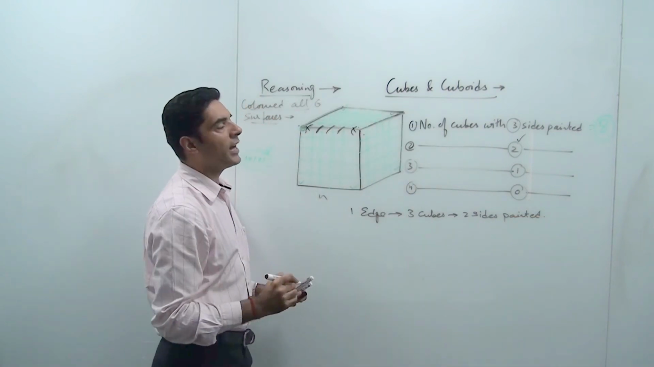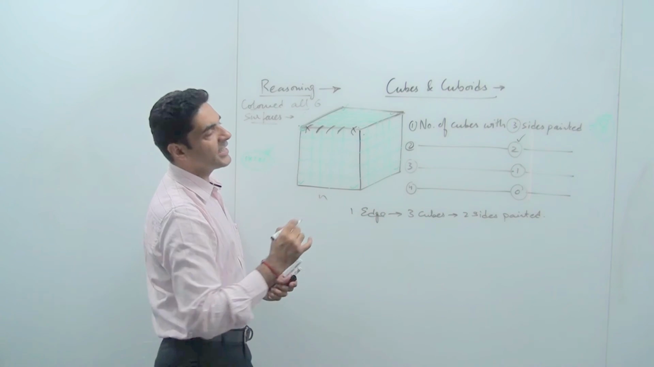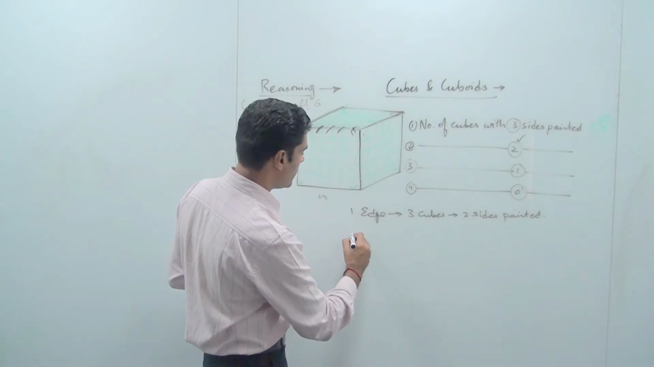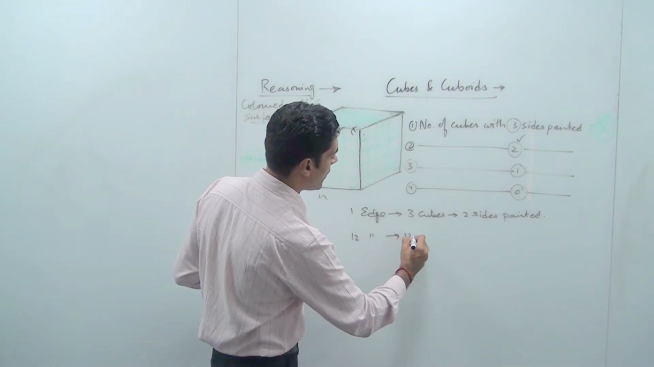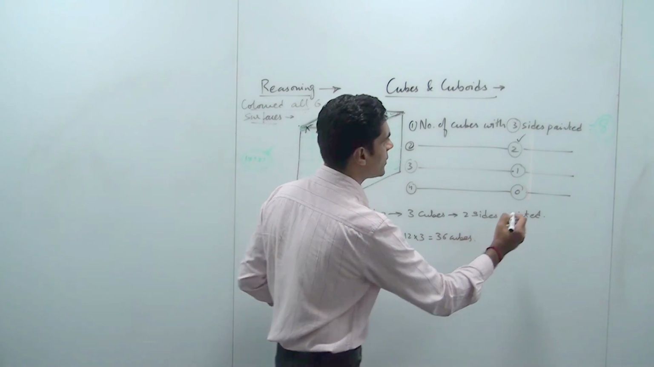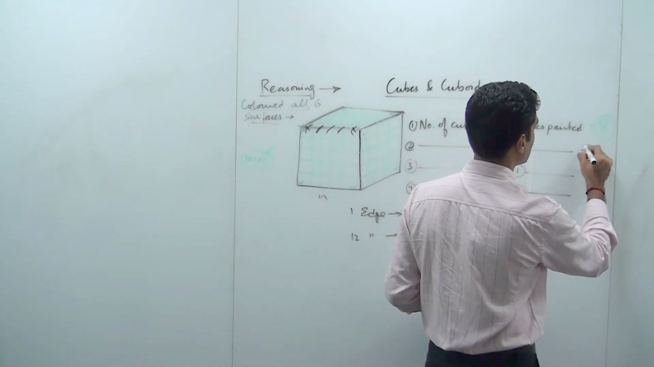And I have already told you that the number of edges that you have in a cube are 12. So if in one edge there are 3, then in 12 edges there are going to be 12 into 3, which is nothing but 36 cubes. So the answer to this will come out to be equal to 36.